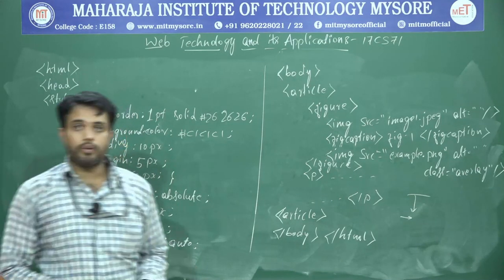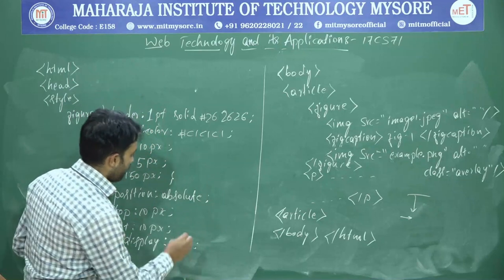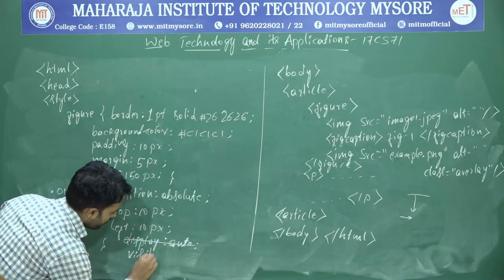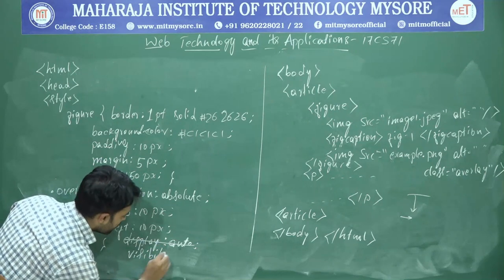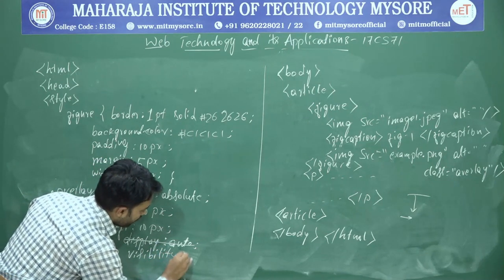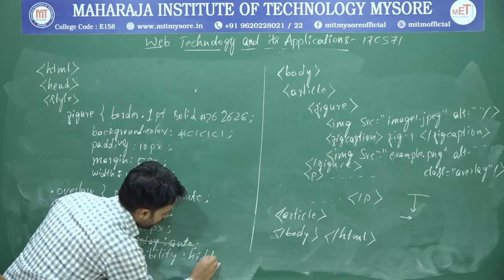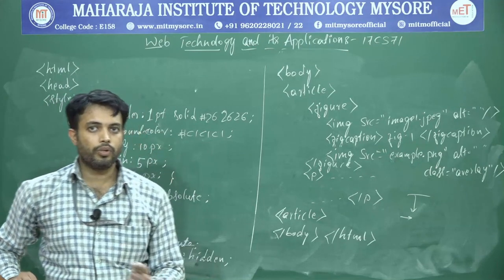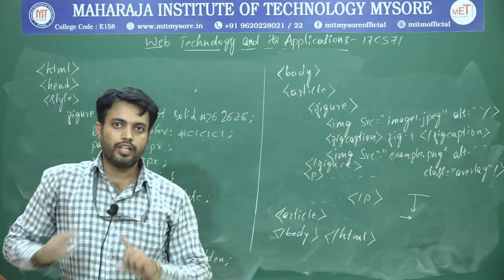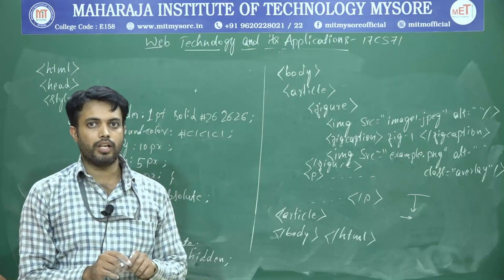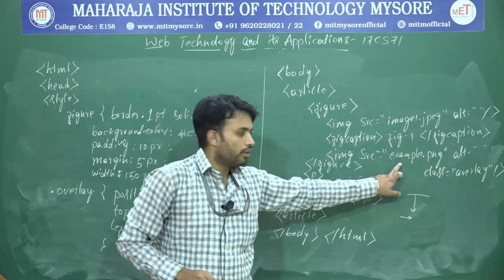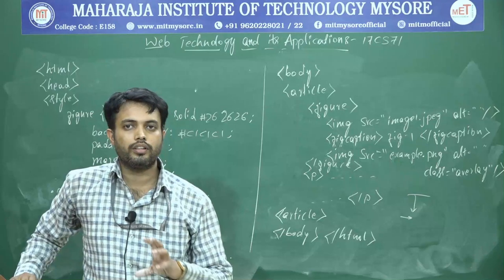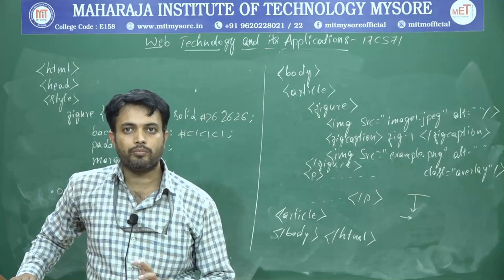We also have a property called visibility. Instead of display, we can write visibility colon hidden. That means in place of that figure it won't display anything, but that space is reserved for the figure. If the figure is not found, you can see that the space is left empty.